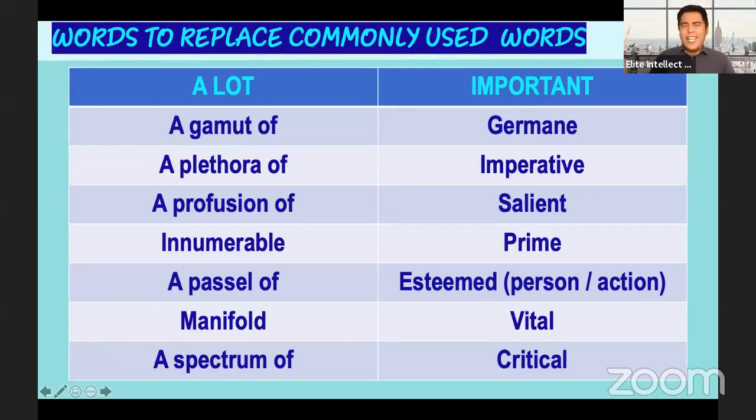Okay, what else? Vital, right? Or critical, okay? So instead of saying those words, guys, that are usually utilized on the exam, you may replace them with these, okay? Indispensable. Yeah, you can use indispensable too. Kaya lang indispensable could be used for a technique or an item usually, no? Indispensable tool. There you go.